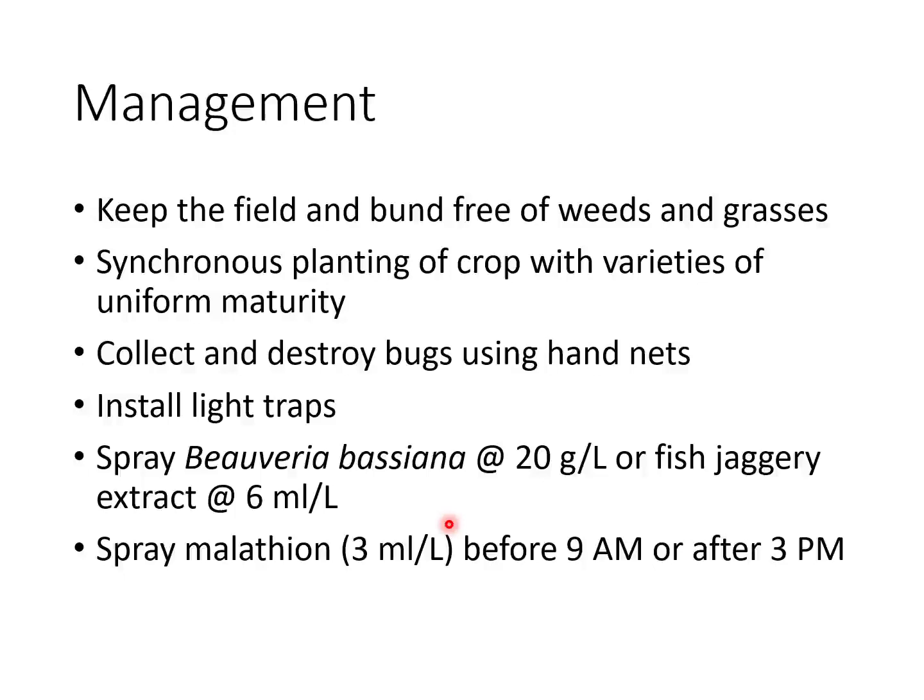Our package of practice usually recommends it at the rate of 6 ml per liter, but 6 ml per liter is a small, low dose. If we have heavy rice bug infestation, we have to go for a higher dose of about 10 to 20 ml per liter. Among the insecticides, we can go for spraying with malathion at the rate of 3 ml per liter, and the time of spraying against rice bug is critical.